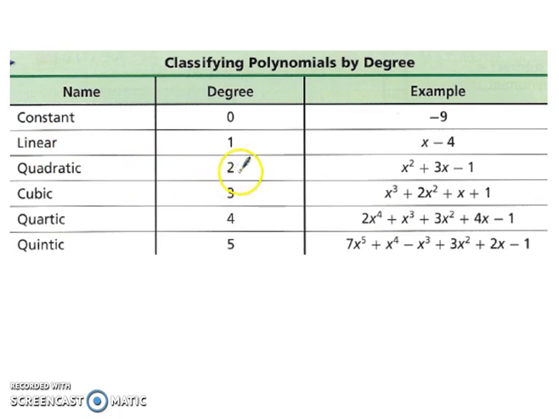To have something that's quadratic, the largest degree is going to be 2. So the term with the largest degree in this example is 2. Yes, you have a 3x, but you only need to classify it by the one that's the largest degree. A cubic, the largest degree would be 3. A quartic, your largest degree is going to be 4. And quintic, your largest degree is going to be 5.